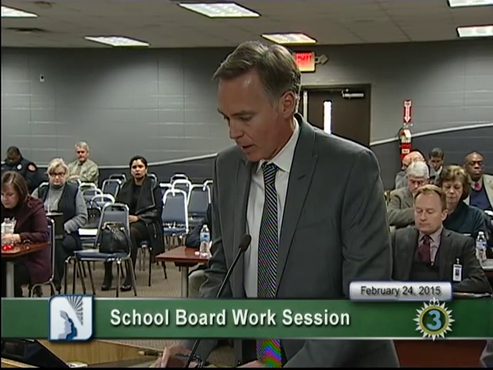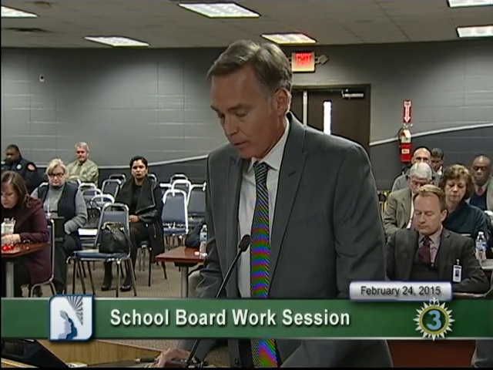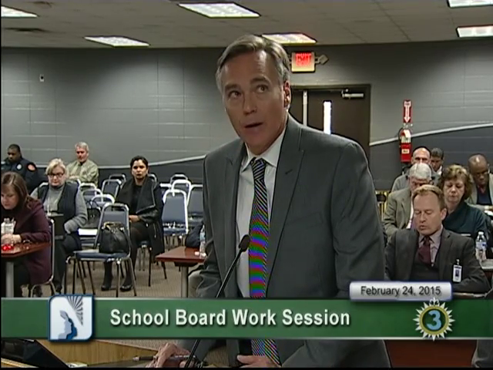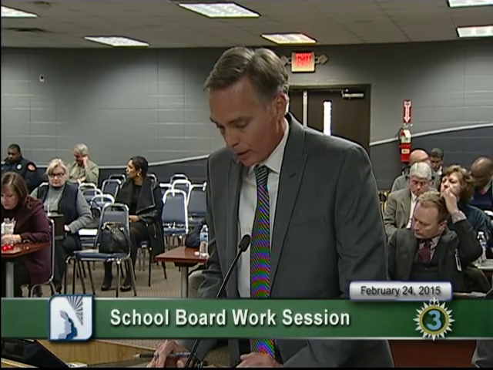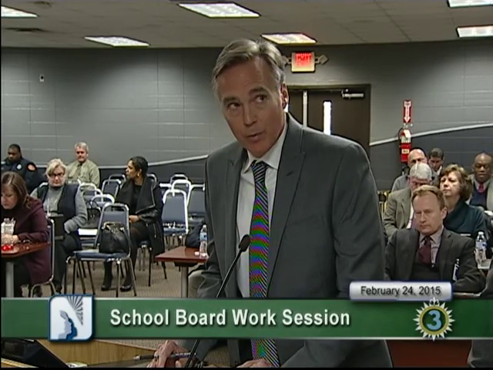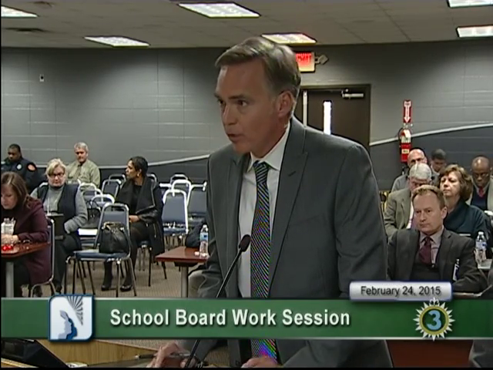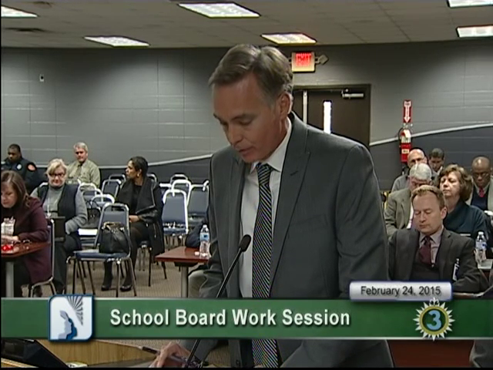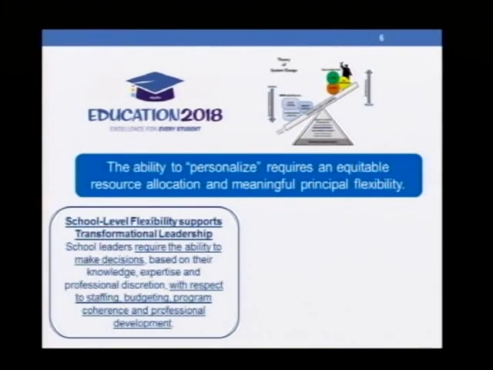You know, we've been asked, why are we doing this? Why are we going to this type of funding model for our schools? And it all begins with our strategic plan, our Education 2018 Excellence for Every Student. If you look at the personalized learning lever there at the bottom left, you've got two little boxes under the theory of system change. The first is transformational leadership. You can see from the box on the screen on the left there, school leaders require the ability to make decisions with respect to staffing and budgeting.